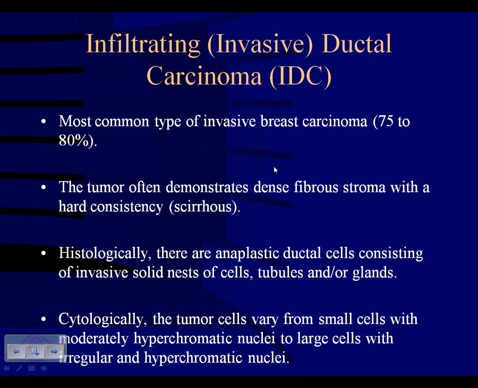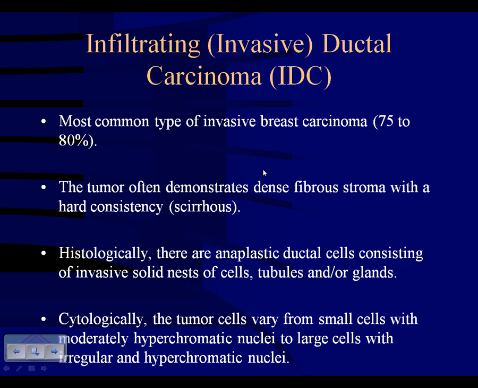All right, what about invasive carcinoma? The first one we're going to look at is invasive ductal carcinoma. It is the most common type of invasive breast cancer, representing anywhere from 75 to 80% of the invasive breast cancers. The tumor often demonstrates a very dense fibrous stroma with a very hard or scirrhous consistency. And these lesions, because of that, when they get to a certain size, are usually palpable.